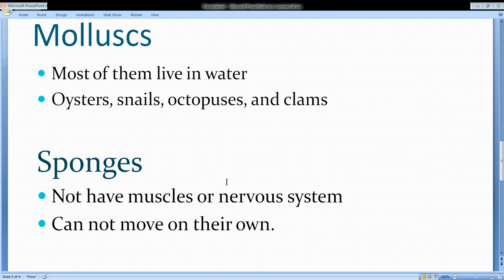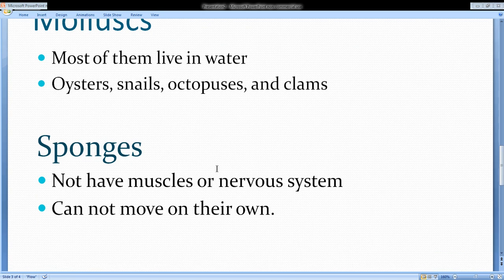Then we have sponges. This is kind of funny. Sponges are the simplest form of an animal and they do not have any nervous system or any muscles. They cannot even move on their own and most live on the seafloor. Because they cannot move, they can't hunt for food. But they live on the water that flows through tiny holes in their body. The water contains the oxygen and nourishment they need to survive.